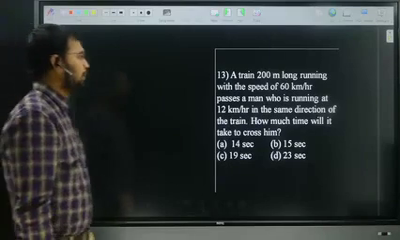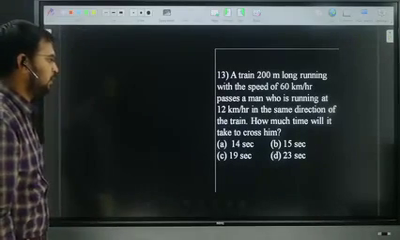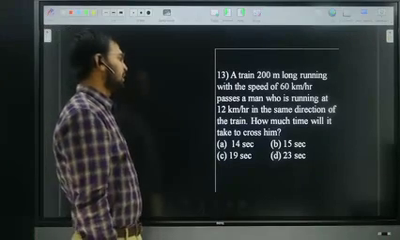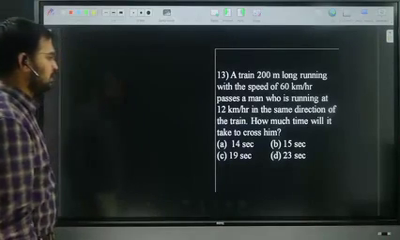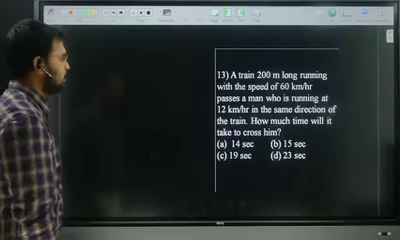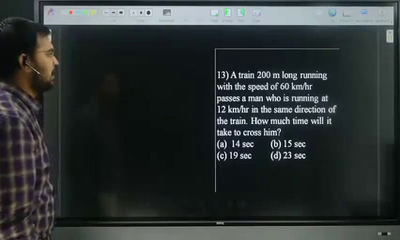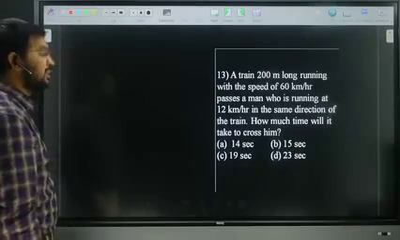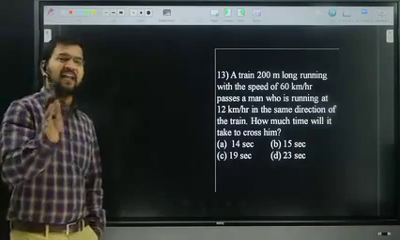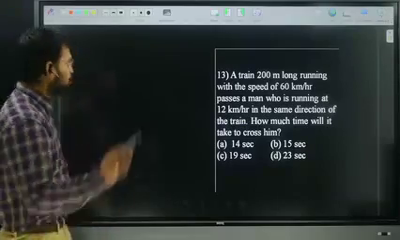A train 200 meters long running with the speed of 60 km per hour passes a man who is running at 12 km per hour in the same direction. How much time will it take to cross him? So a train crossing a running man, not a standing man. Look at me here.